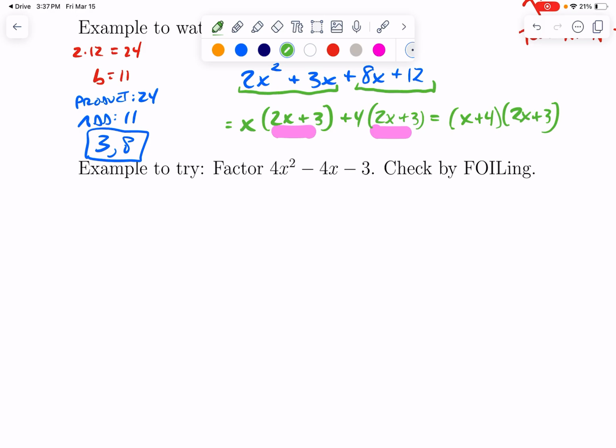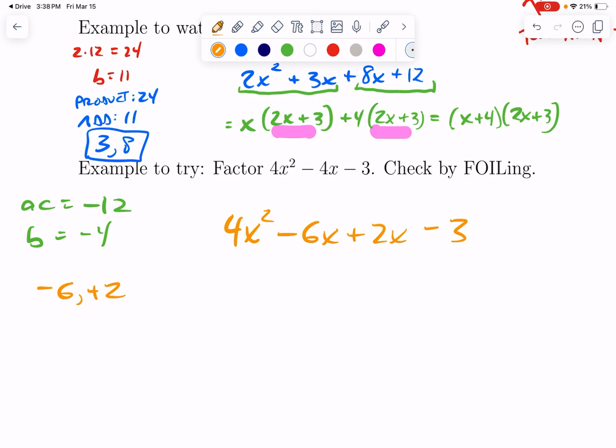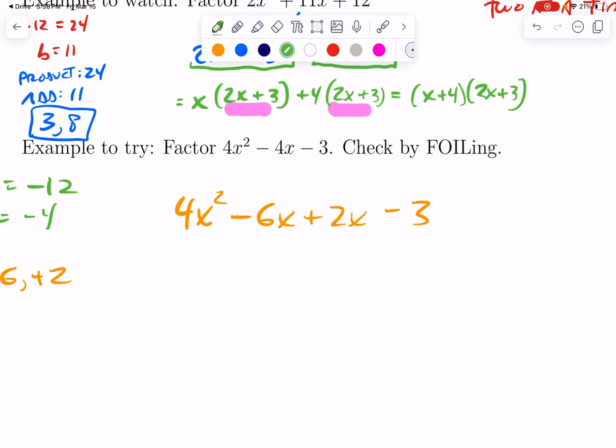So I'm going to do this trick from before. First and last multiplied together, a times c is negative 12. B is negative 4. So I'm trying to think of 2 numbers where when I multiply them together, I get negative 12. When I add them together, I get negative 4. And the numbers that work are negative 6 and 2. So I can write this as 4x squared minus 6x, sorry, that's a positive 2, plus 2x minus 3. Now factor them 2 at a time.